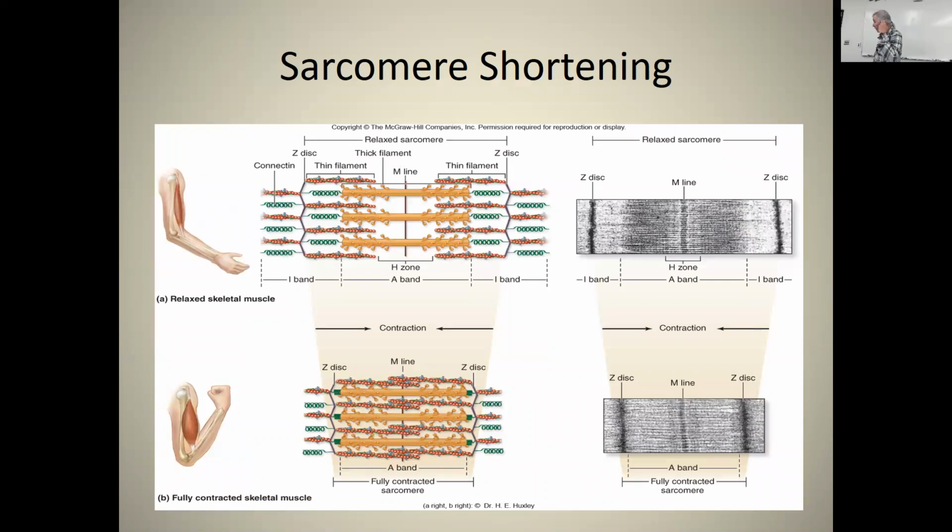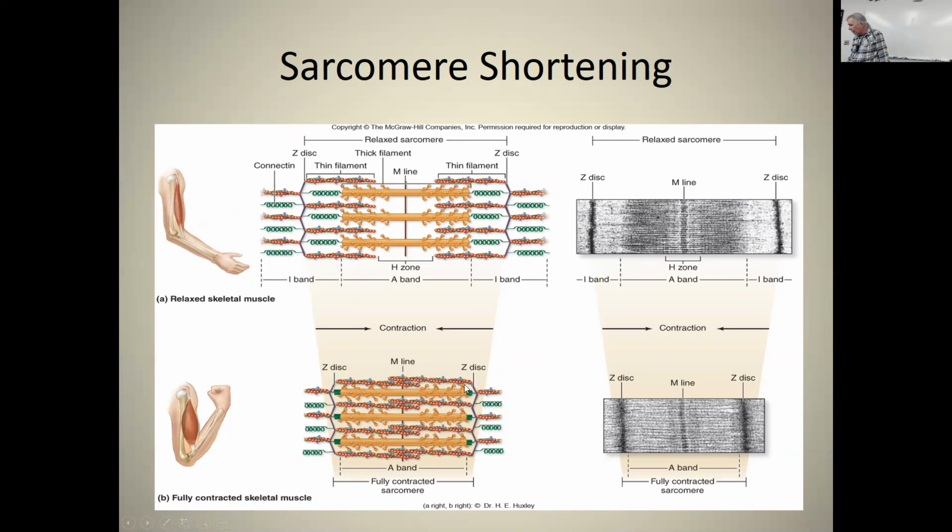Okay, there's a sarcomere shortening. Here is a relaxed sarcomere up here, where we have an H zone, and here's a slide of this. So you can see the light area is I bands, the dark area is A bands. And then here's a contracted muscle.